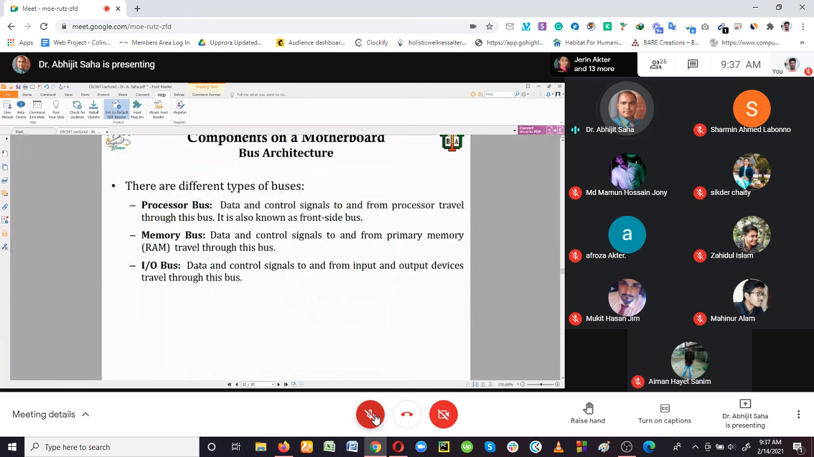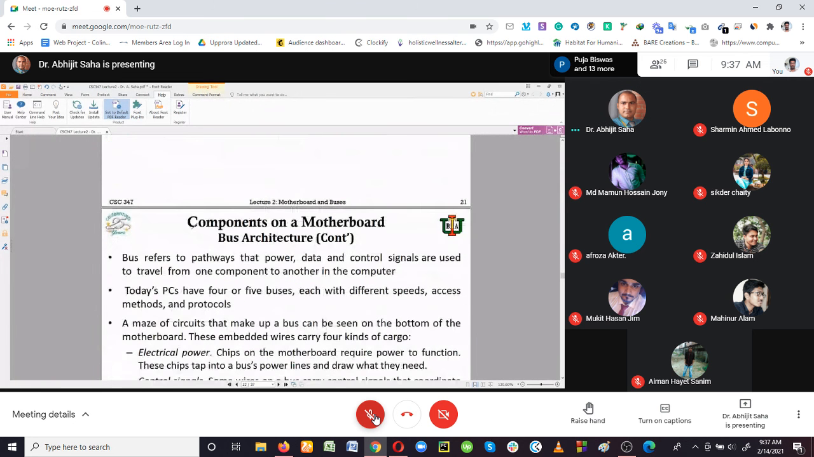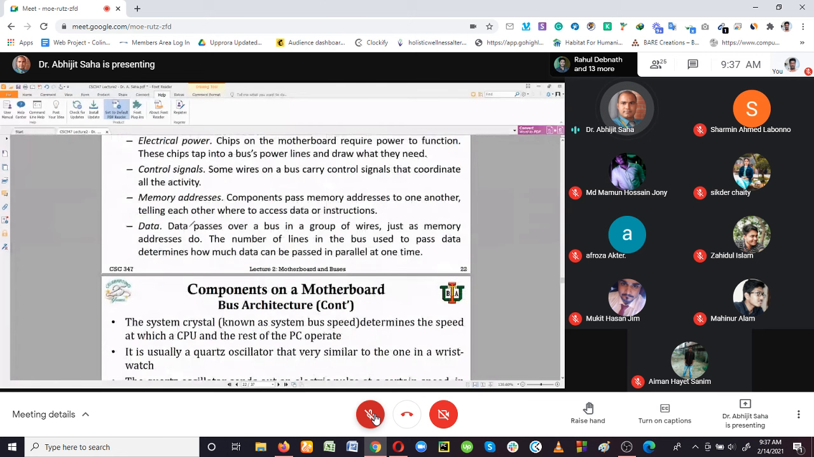Similarly here, there are different types of buses, but these three are common: the processor bus, memory bus, and I/O bus. You should know what the purposes of having these buses are. This is only for understanding, a very basic thing.